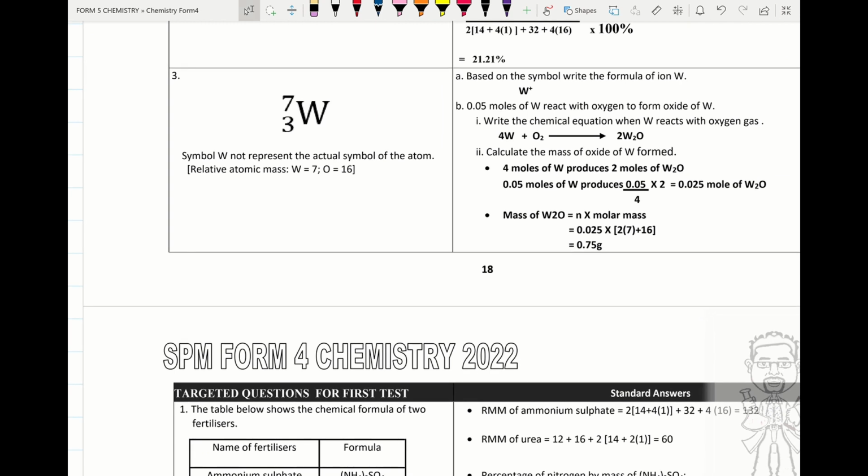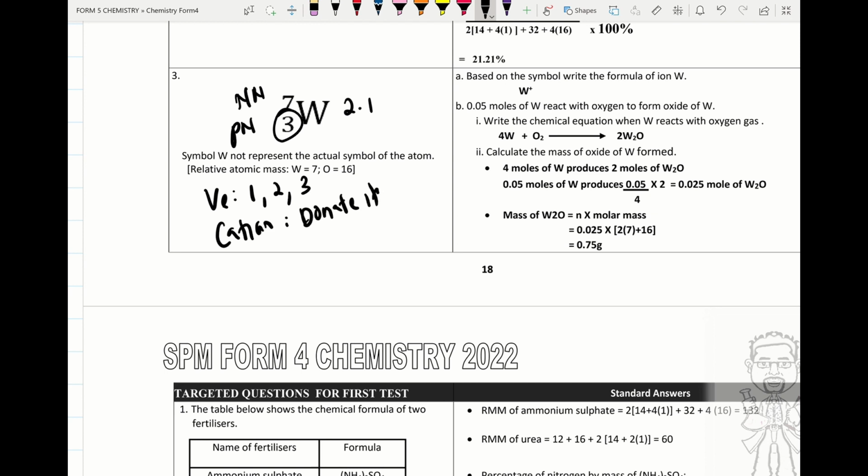Alright, so this is the symbol given, W, as proton number. So the proton number is 3, and the nucleon number is 7. When we take the proton number, we do the electron arrangement 2.1. Alright, so always remember when valence electron is 1, 2, 3, the element will form a cation. How do they form the cation? By donating its valence electron. So W will form a cation, it will donate the 1 electron, so we put 1 here, so it will form the ion W+.